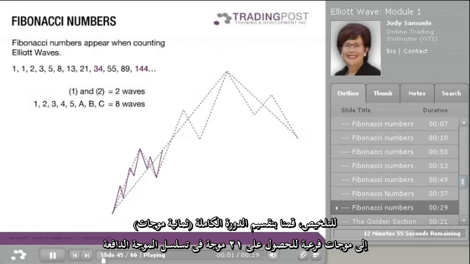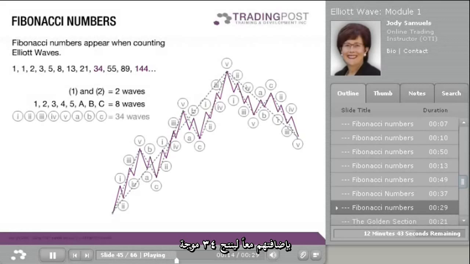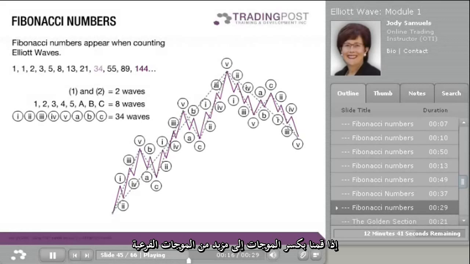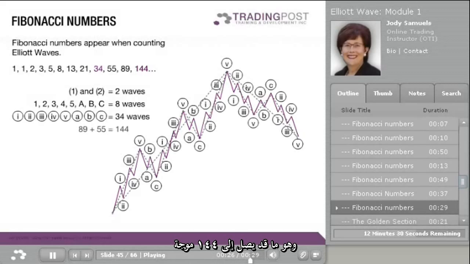To summarize, we have subdivided the 8-wave cycle into its subwaves to get 21 waves for the impulse sequence and 13 waves for the corrective sequence. Adding them together gives 34 waves. If we were to break the waves into further subwaves, we would get 89 waves for the impulse sequence and 55 waves for the corrective sequence, which add up to 144 waves.